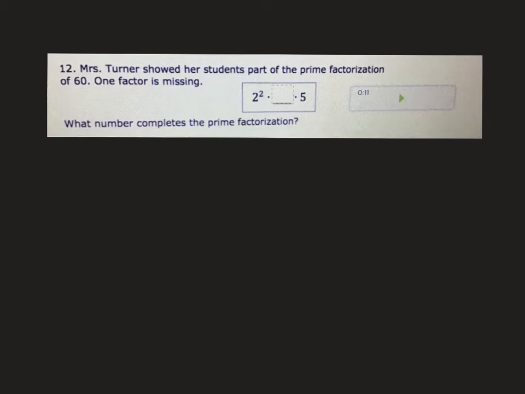All right, let's take a look at question number 12. Mrs. Turner showed her students part of the prime factorization of 60. One factor is missing. What number completes the prime factorization? So they give us part of it, but we have to find out what goes there. So we're talking about prime factorization.